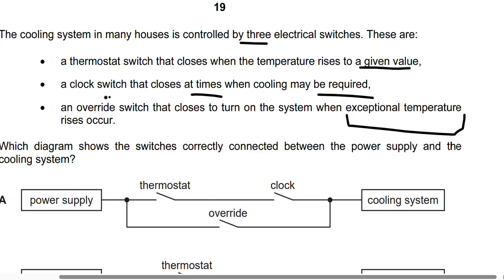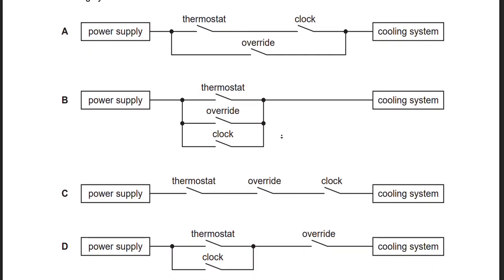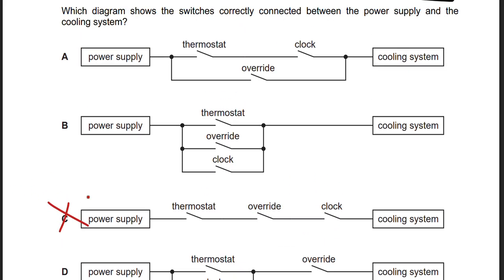So this word right here, override switch, gives us a very important clue that it's going to be surpassing the other conditions. Whatever these two are doing, this will always be there when you have some sort of condition. So definitely that means that if you do have override over here, and there's an emergency situation and you really need the override to work, it won't be able to work without the permission of the thermostat and the clock working. So C cannot be the answer.